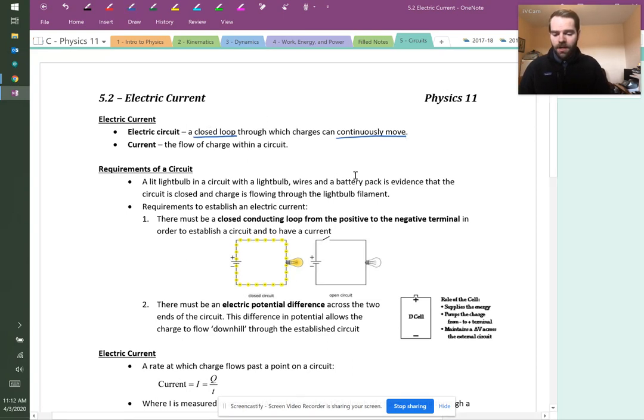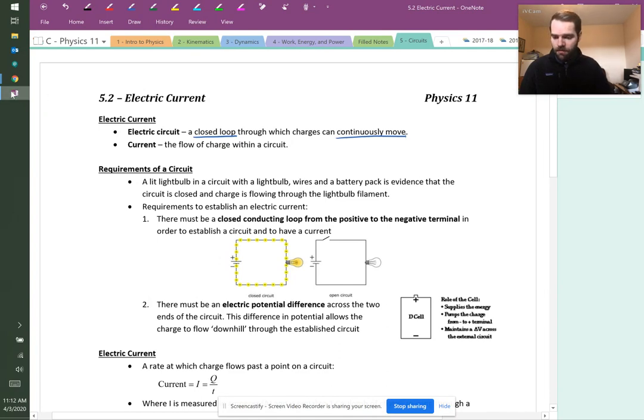So now, what do we require in a circuit? Well, here's an example of a circuit that has a closed loop with current flowing through it. If we have a light bulb that's lit, we know that circuit has a light bulb, some wires connecting it to a battery pack, and the fact that the bulb is glowing tells us that charges are flowing. So to establish an electric current, we have to have a closed conducting loop from the positive terminal of a battery to the negative terminal of a battery.